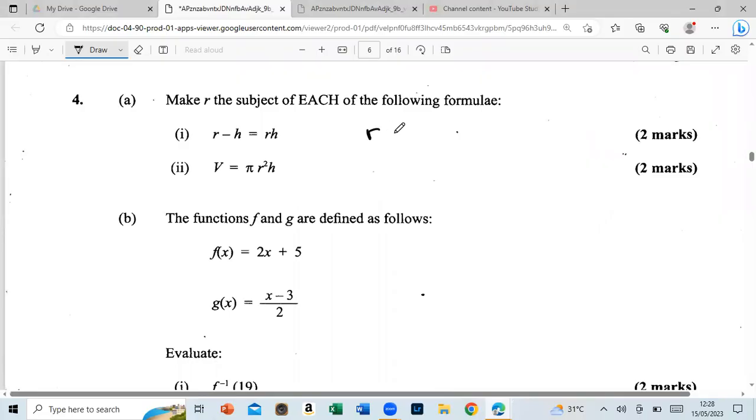Alright, so we have R minus H is equal to RH. It says make R the subject, so let's bear that in mind. So we need to get both R's together, right? So I'm going to carry this R over here.